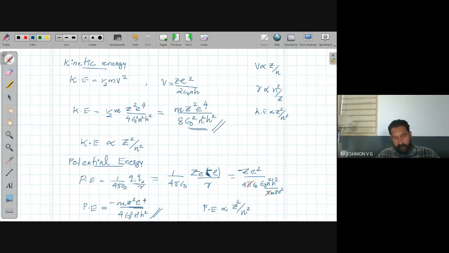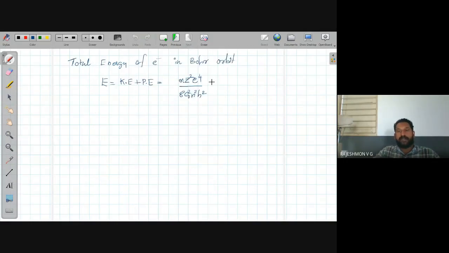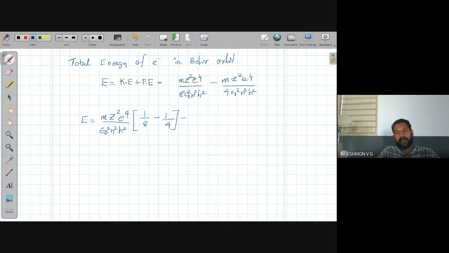So this is negative, right? So potential energy is minus m z square e raised to 4 divided by 4 epsilon 0 square n square h square. How do we subtract this? Take all the common terms outside: m z square e raised to 4 divided by epsilon 0 square n square h square. This much is common. Remaining is 1 by 8 minus 1 by 4.